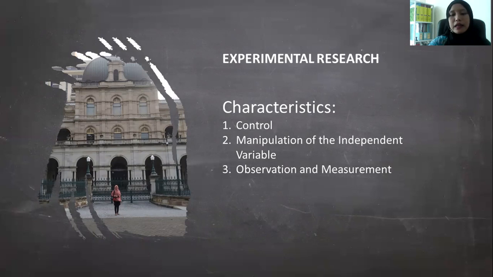And then the manipulation of the independent variable is also another crucial thing in experimental research. So that's a brief explanation of what experimental research is and its characteristics. Next, we are going to look at the types of experimental research.